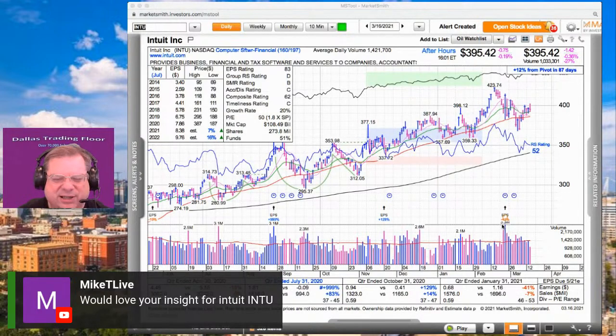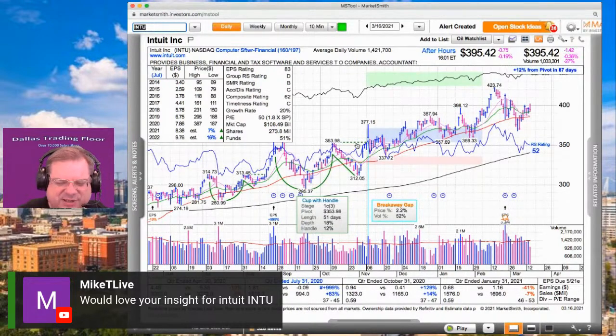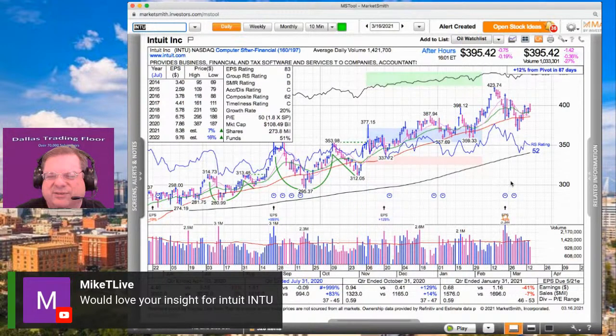I'd like to see it better, but the last real buy point was back in November at 353.98. It's 395 now, so it's definitely made some progress since then. And it's not too far extended, which is good. It's trading just slightly above the 10-day line, which is good. The last 2 days it has been pulling back.